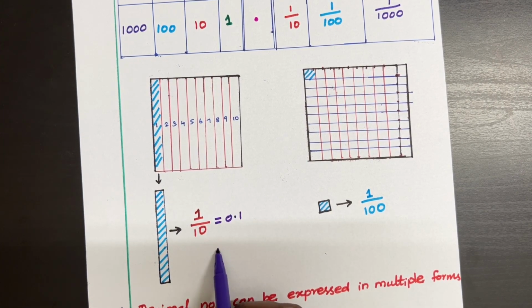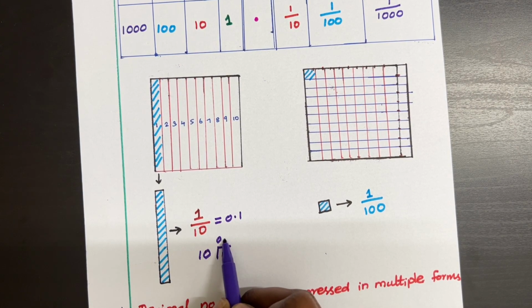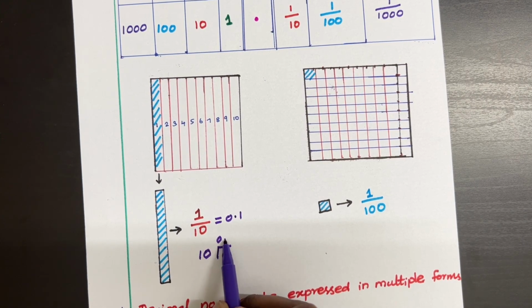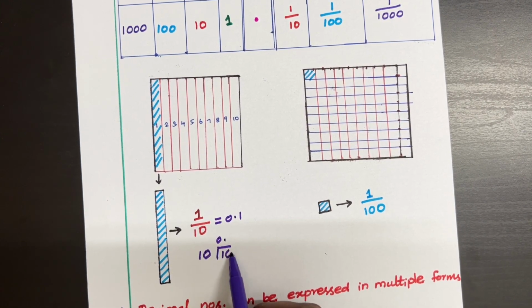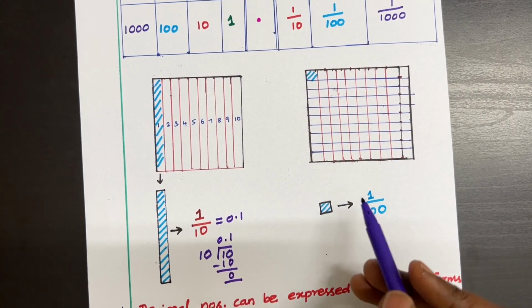See, if you divide 1 by 10, what will you get? 0. There is no 10 in 1. So we need to put a point here, and we will have 0. So how many tens in this 10? Only one 10. So like that it is forming.